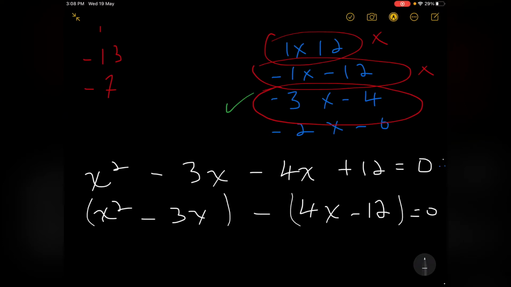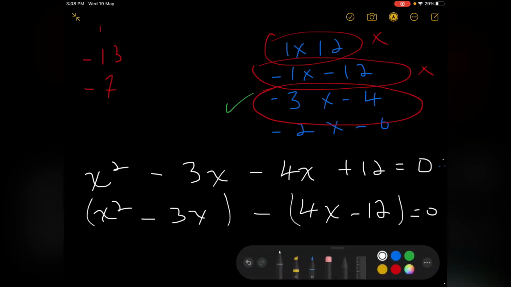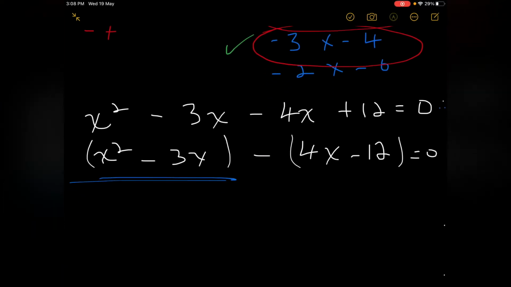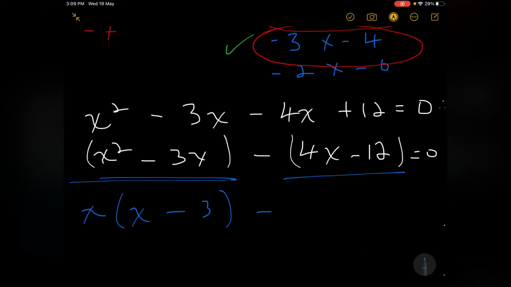Now for the first bracket here, we see that x is common. So from the last video we know how to factor. So when we factor out the x, we would be left with x times x minus 3. And this side, the 12 can be divided by 4. So 4 is a factor of 12, so we can factor out the 4 because 4 is common between the 12 and the 4x. So we would have 4 on the outside and x minus 3 on the inside.